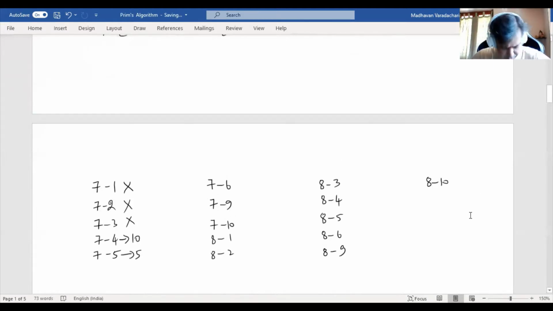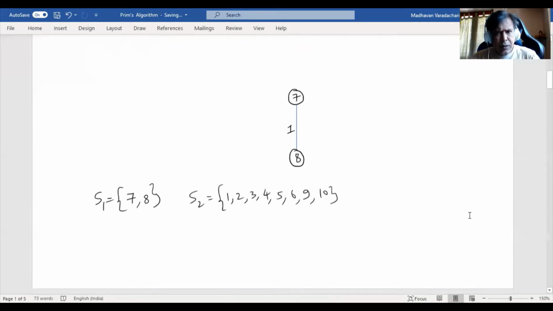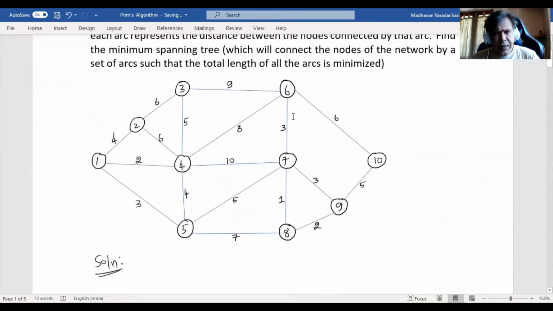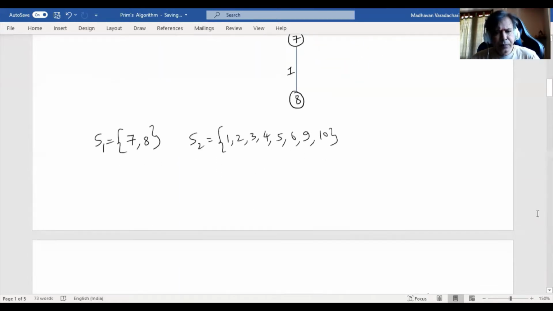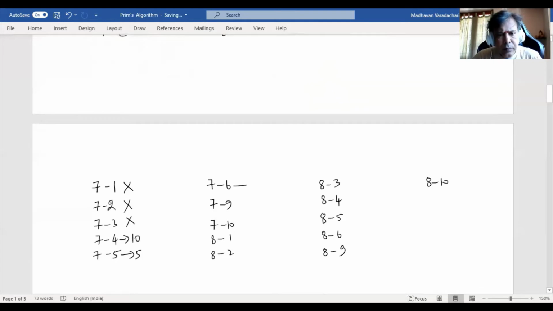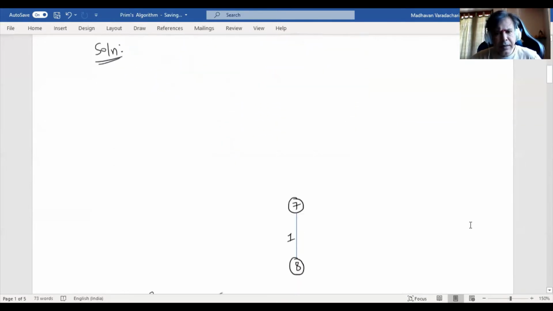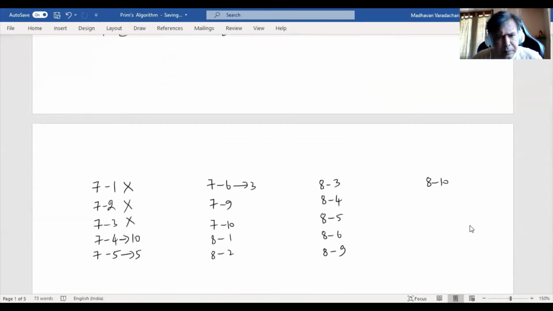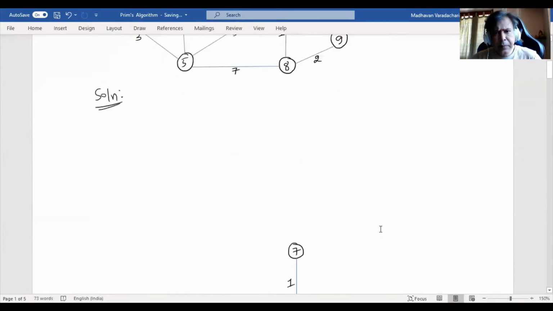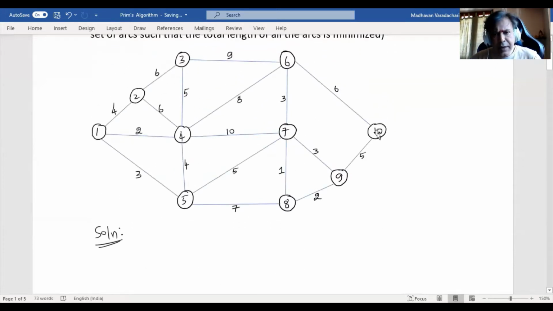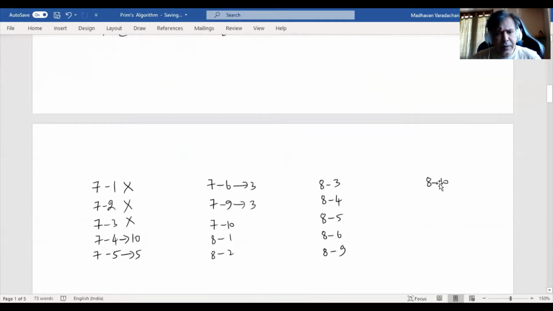Then 7 to 6. 7 is here, 6 is here. Yes, there is an arc connecting it and the distance is 3. Then 7 to 9. Yes, there is an arc, and the distance is 3. Then 7 to 10. 7 is here, 10 is here. There is no arc connecting, so I put a cross there.